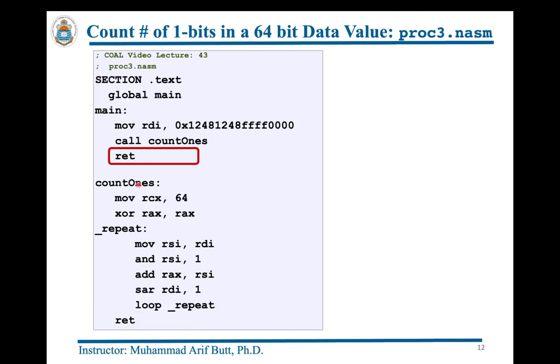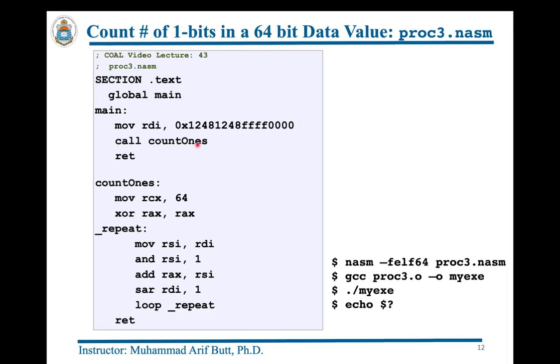Okay, so once we fall back to this main function, once this count once function has been called and returned, we have the result inside the RAX register, of course, which will be returned to the bash shell. Okay, my dear students, once we assemble and link this program and execute it, the number of ones inside this 64-bit data value will be there inside this environment variable dollar question mark.